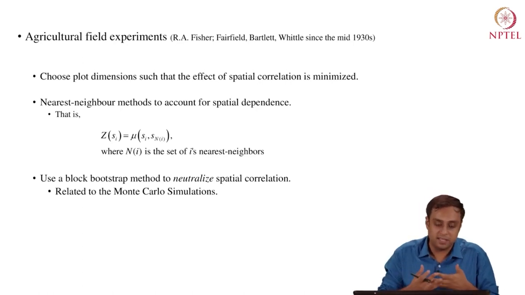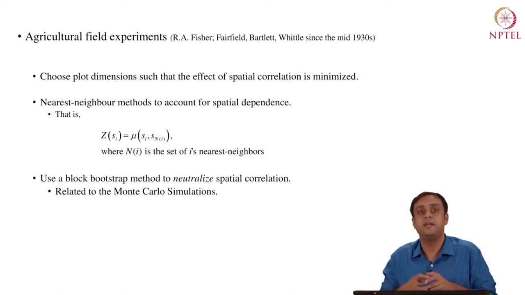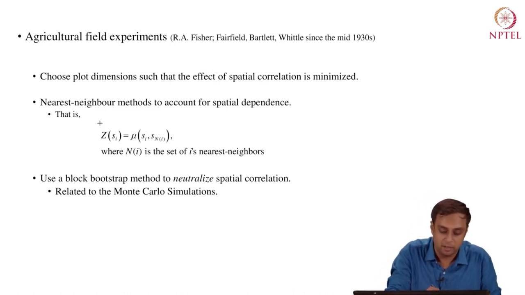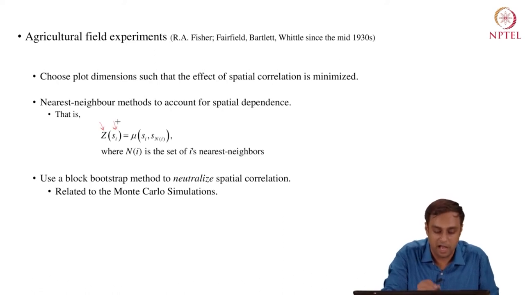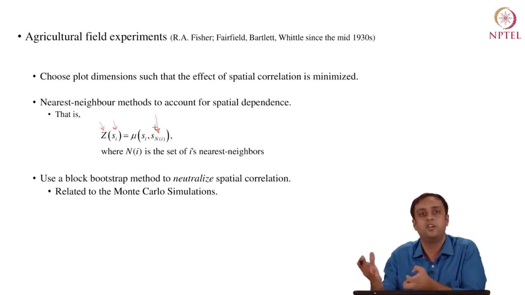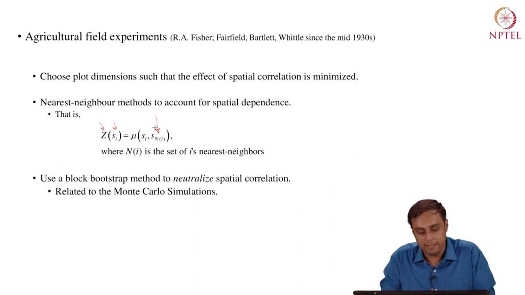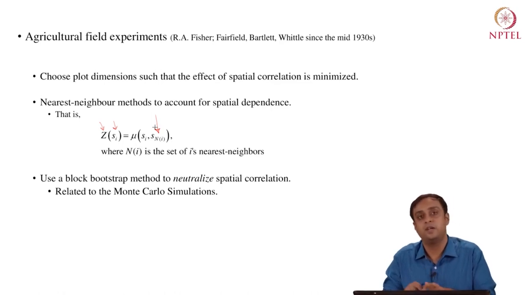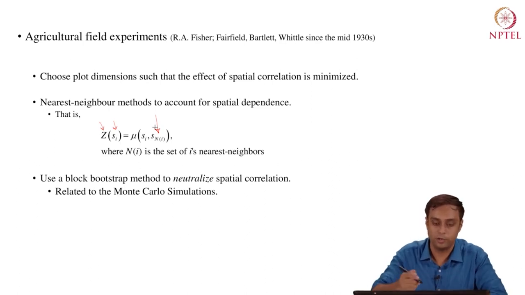Then there are methods like nearest neighbor methods that account for spatial dependence. We will talk about those in detail later. You can take a look at this. The only thing that I want to say is that the value that is observed at location i depends on what's happening at location Ni, where Ni is simply the set of neighbors of i. There are other statistical techniques like block bootstrap methods to neutralize spatial correlation in data. These are things that we will learn later, but I just wanted to put it out there for your notes.